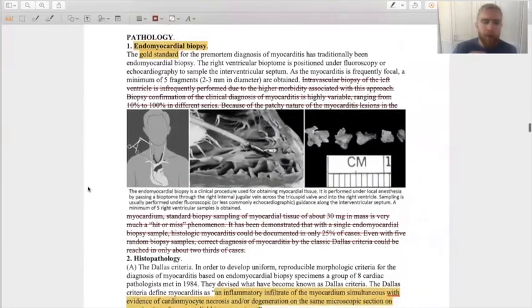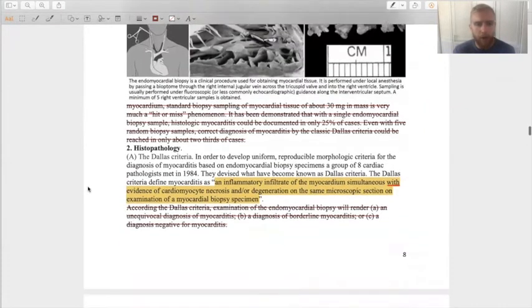So we get the definitive diagnosis with an endomyocardial biopsy. This is way cool. We go in and we'll snip a little bit off of the right interventricular septal wall, and we'll pull it up and out through the neck, and then we'll put it on a slide and look at it, and we'll see if there's lymphocytes, essentially. Although there are other types of myocarditis.